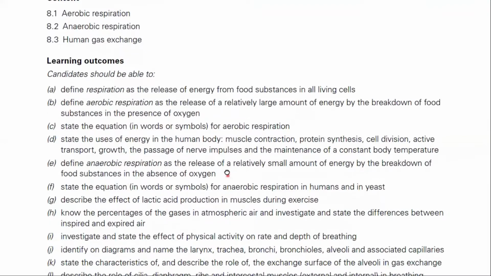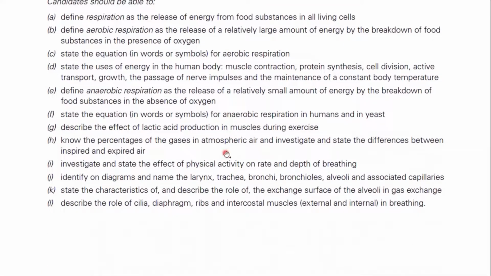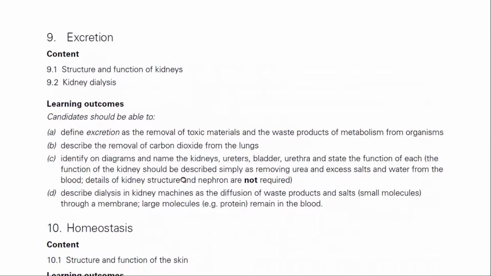Also, we'll be discussing the percentages of gases in atmospheric air and investigate the difference between inspired and expired air. Last but not the least, we will also be discussing the role of the diaphragm, ribs, and intercostal muscles in this chapter too. Then we have excretion, which comes at the end of digestion, and consists of two main points, the kidneys and dialysis.